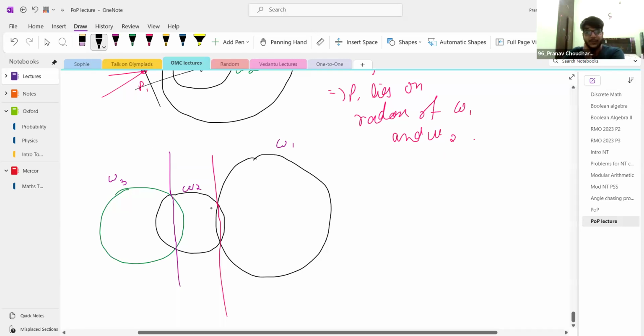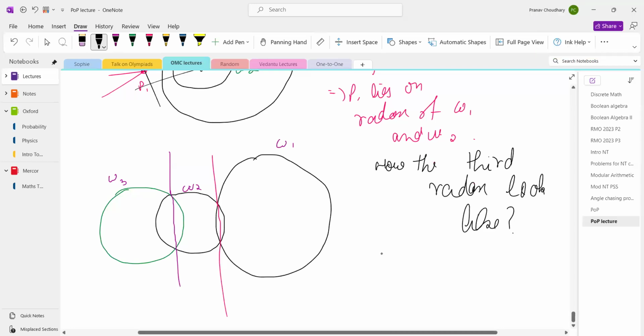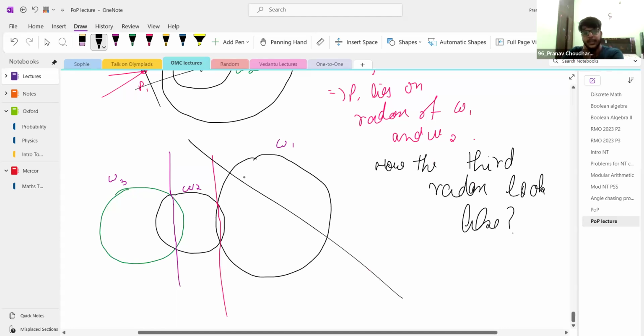Okay. So if the radical axis is parallel, firstly, how will the third radical axis look? Also parallel to those two. Yes, because if it's not parallel, let's say something like this, then it obviously has an intersection, and this radical axis should also pass through it. So all three radical axes are parallel.